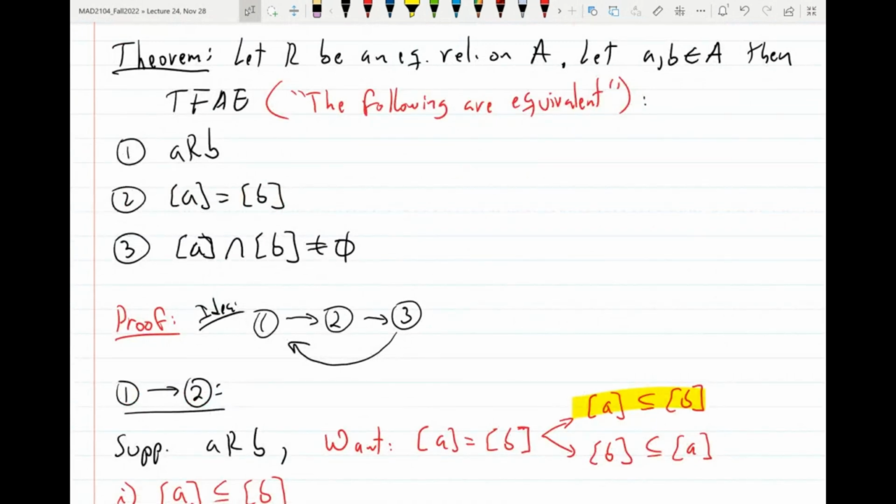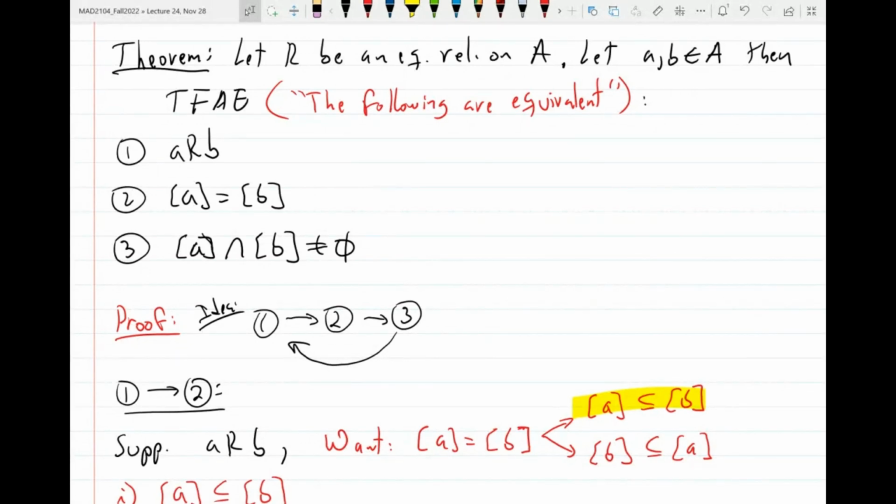This is part of the statement of the theorem that we need to prove. So we have proved that if they are the same, then they have something in common. That's what we proved. We proved 2 implies 3. We haven't proved that 3 implies 2. Now, I want to prove that 3 implies 1. I claim that that's easier. So how can we do that?